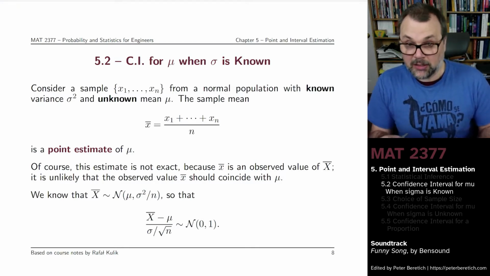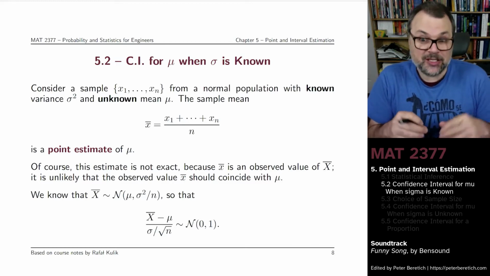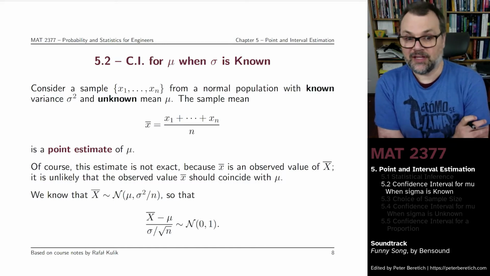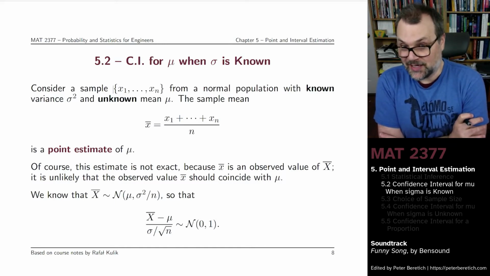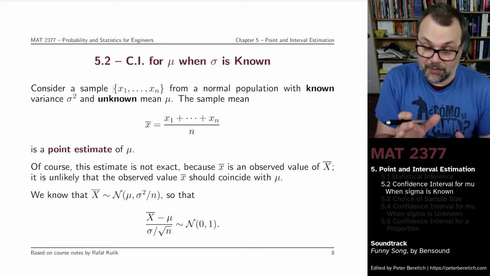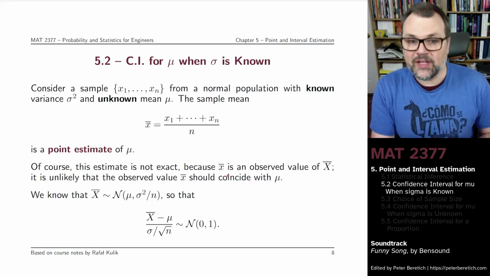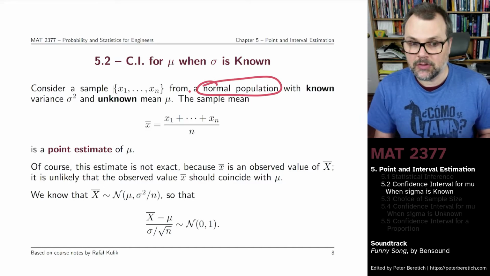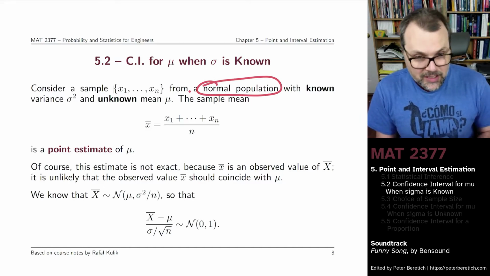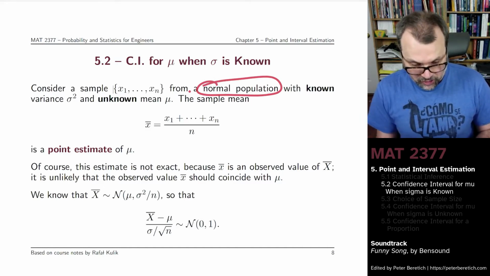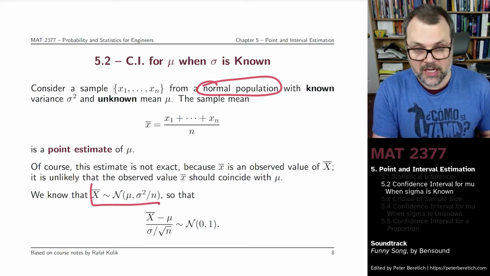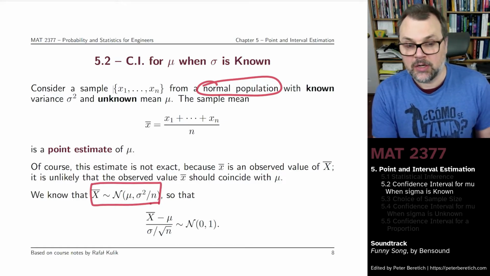x bar, the one that you measure, is an observed value of the sample mean X bar. And it's very unlikely that it coincides with the true mean mu. It could happen, but it's unlikely. We know that if the observations come from a normal population, then the sample mean follows exactly a normal distribution with mean mu and with variance sigma squared over n.